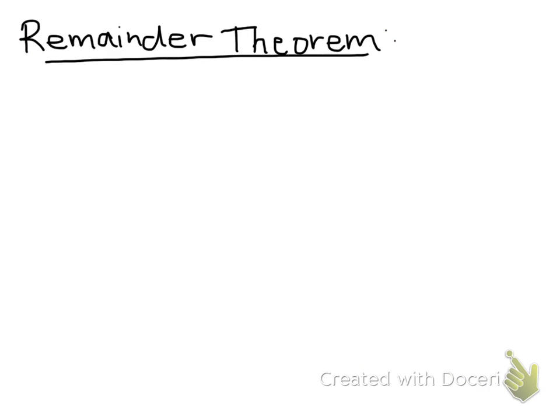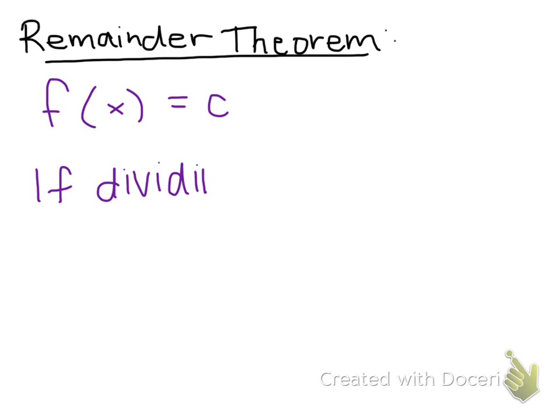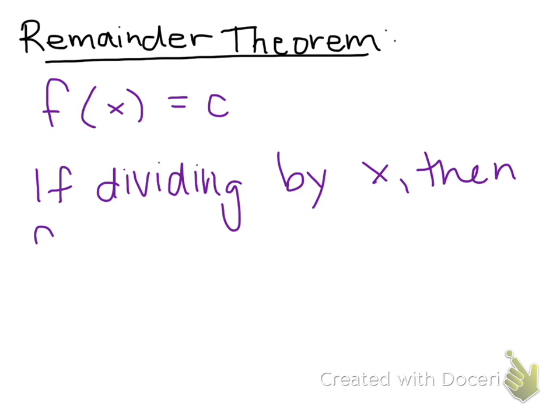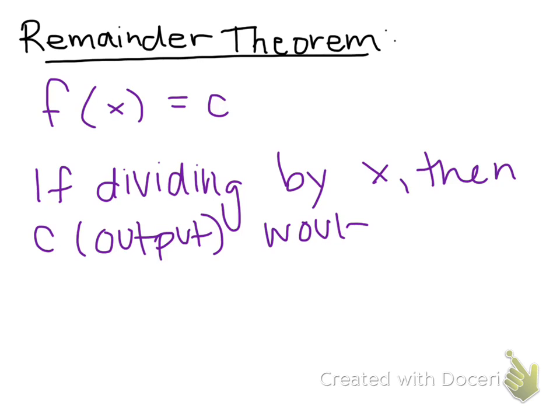So next we're going to discuss the remainder theorem. So the remainder theorem says if I evaluate the function and I get a certain value out. So if dividing by x, so x and c are representing numbers, then c, which is your output, would represent the remainder.